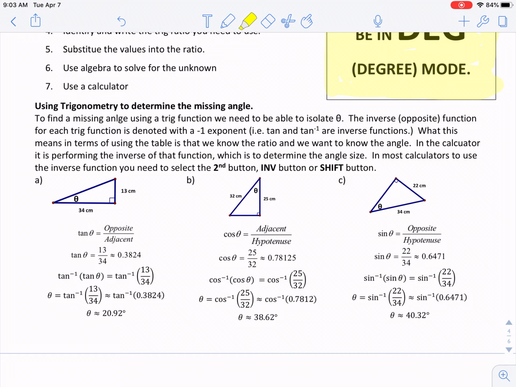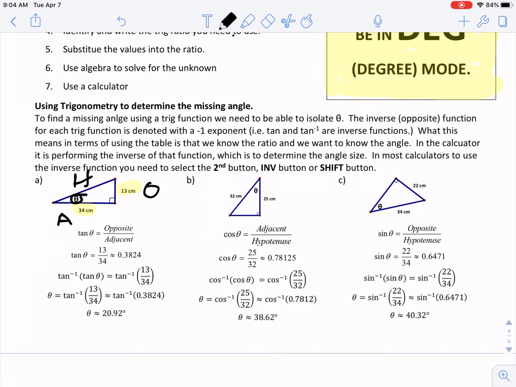Notice letter A down here. It's already drawn and it's labeled. We have 13 and 34. Those are the two sides that we know. This little zero with the line through it is called theta. It's a Greek letter. It just stands for an angle. So this is my reference angle. That side's my hypotenuse. It's across from 90. If my reference angle's down on the left, 13 is opposite, 34 is adjacent.